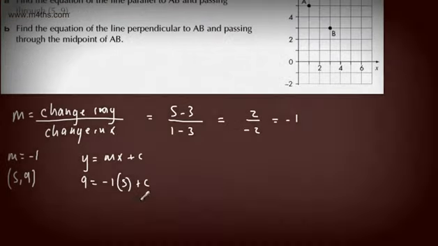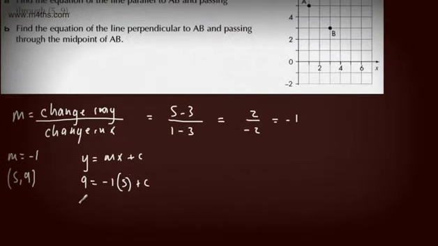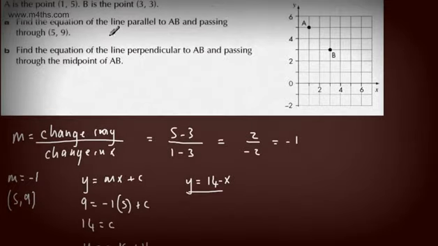So let's rewrite this. We can add the 5 to both sides, so 14 is equal to c. So y is going to be equal to minus x. Remember, m, the gradient, is minus 1, plus 14. Or we could say y is equal to 14 minus x. And that now is the equation of the line parallel to AB passing through (5, 9).